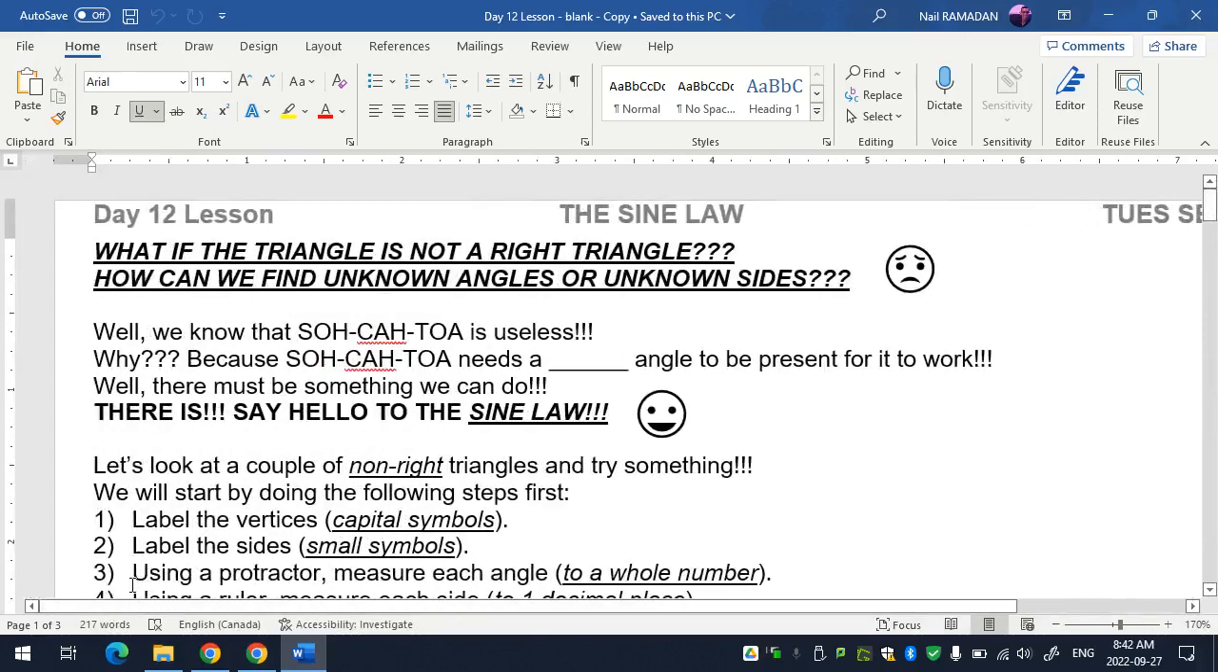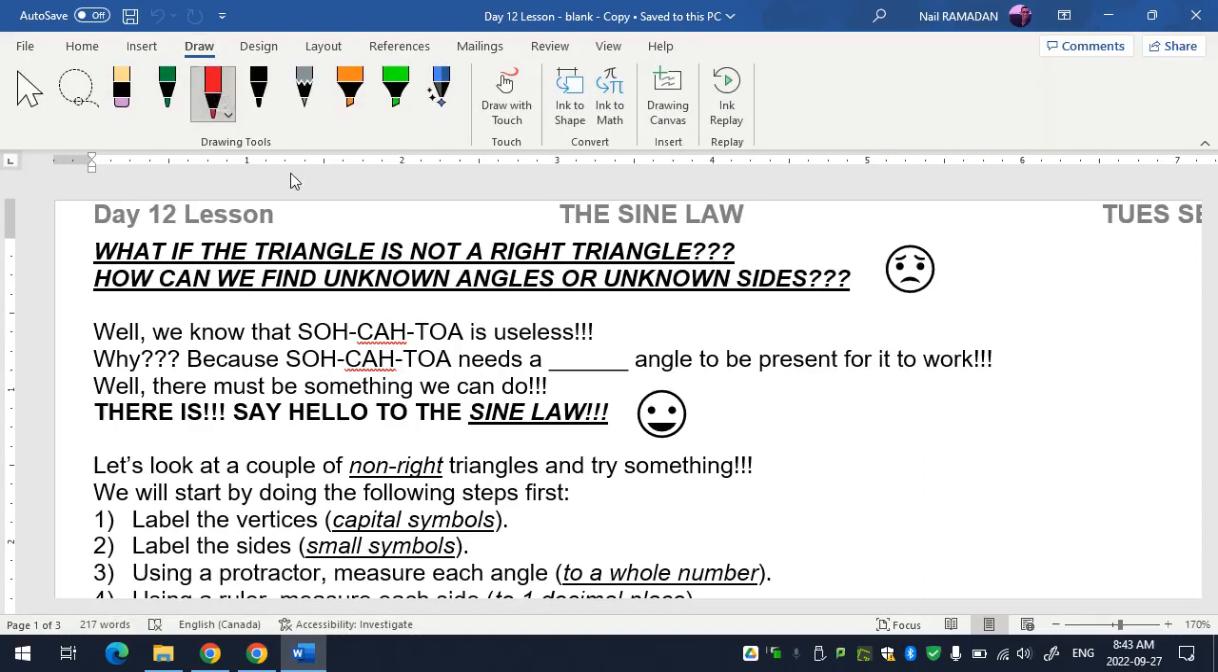So what if the triangle is not a right triangle? How can we find unknown angles, again, without using rulers or protractors? So how can you find unknown angles without using protractors, or unknown sides without using rulers? Okay, we know that SOHCAHTOA is completely useless. You just cannot use it.